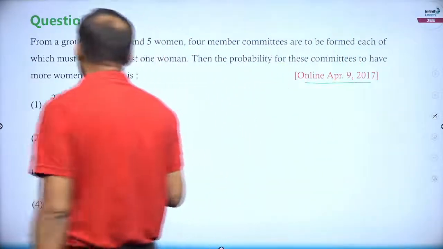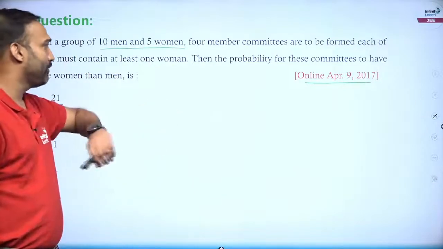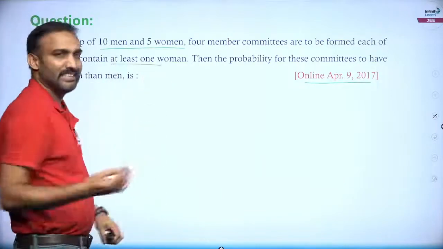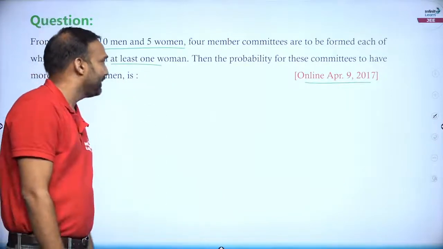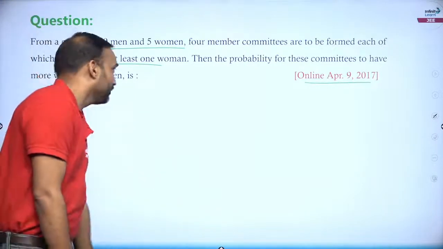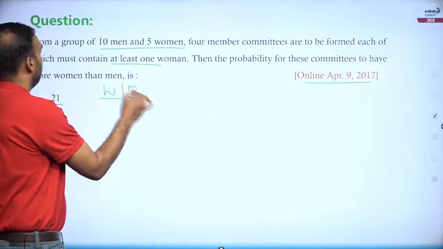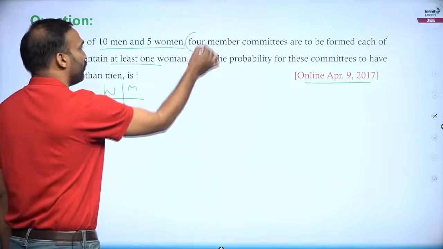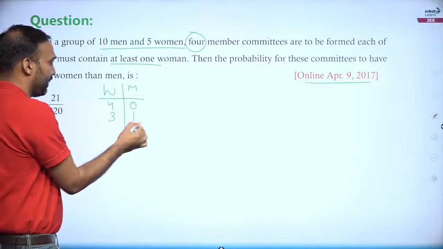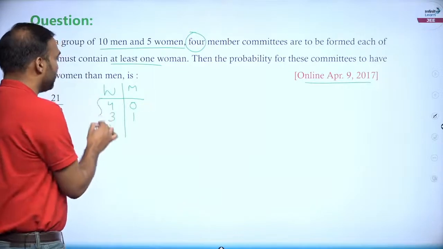Okay. So it says from a group of 10 men and 5 women, 4 member committees are to be formed, each of which must contain at least one woman. More of a P and C type problem as compared to probability. The probability of these committees to have more women than men. Okay, fine. So more women than men. And how many members are there in the committee? 4 are there, right? So more women: 4, 0 and 3, 1. If I keep 2, 2, it will be equal; with 1, 3, men would be more. So these are the favorable cases.